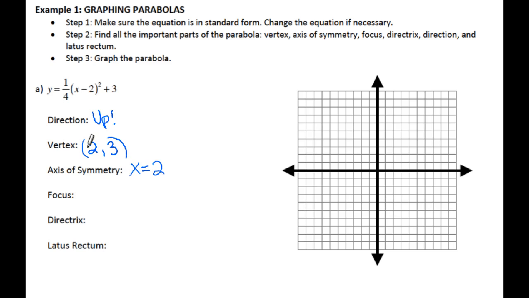All right, I'm going to go ahead and plot my vertex, (2, 3). I'm going to draw my axis of symmetry. Since it's opening up, your axis of symmetry is going to go up and down.